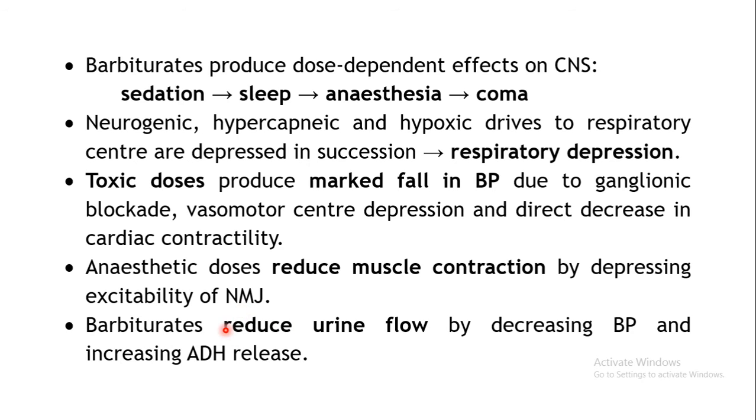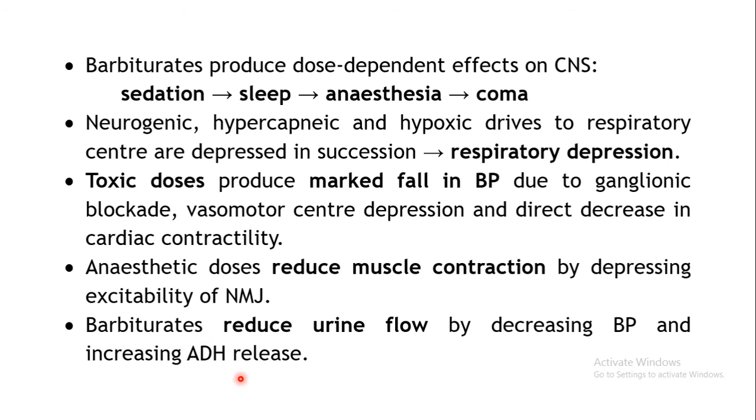Apart from this, the urinary system is also affected. Barbiturates reduce the urine output by decreasing the BP. We have seen that it produces fall in BP. So urine output obviously depends upon the blood pressure. The more the blood pressure, the more will be the filtration rate, right? It will take place at a faster rate. So if BP decreases, obviously the speed of urine formation will also decrease.